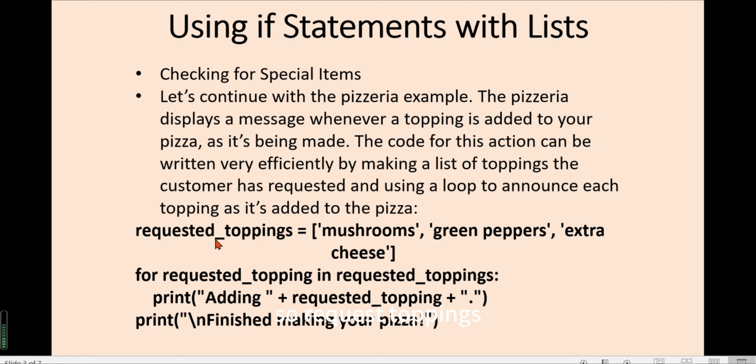So requested toppings is a list with 3 items, then with a for loop, for each value, each item in the requested toppings list, we will print adding this topping. And outside of the for loop, we print a final message with a new line, finished making your pizza.